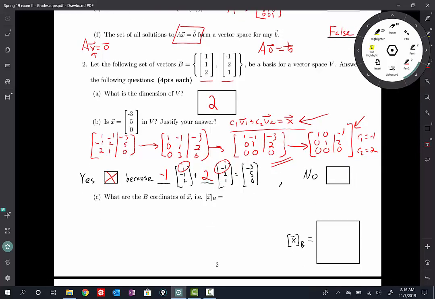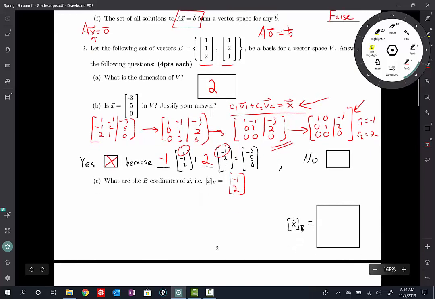Part C, it says what are the b coordinates of x? Well, the b coordinates are the coefficients of the basis vectors. The coordinates are how many of each basis vector do I need to get to the vector x. So in this case, I took negative 1 of the first vector and 2 of the second vector. So that would be the coordinates of this vector x in the b basis. And I would write that like negative 1, 2. And it makes sense that it only has 2 components because this is a 2-dimensional vector space. And I should have 1 component for each basis vector.